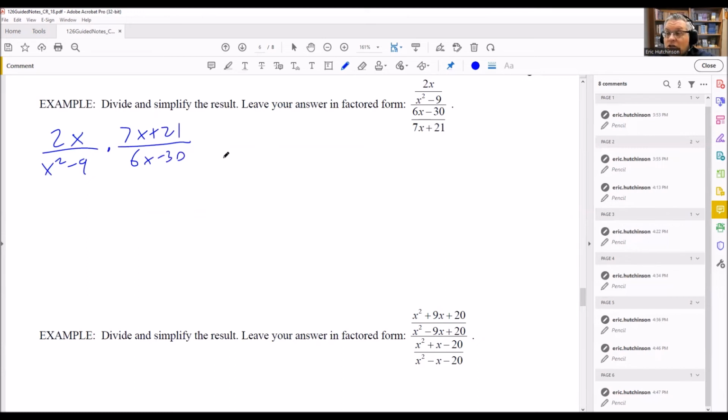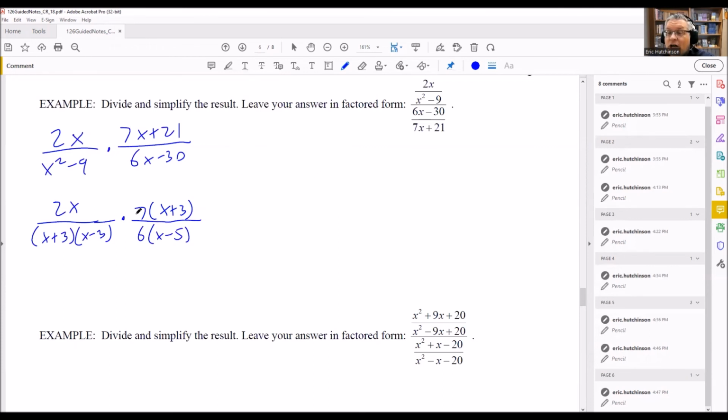Okay, so next thing to do would be to factor this one. So the bottom one can be a difference of squares here, x plus 3, x minus 3. Now the other ones are just going to be factoring out common factors. So on top, we can factor out a 7, and we get x plus 3 left over there. The bottom one, we can factor out a 6, and we get x minus 5 from that one.